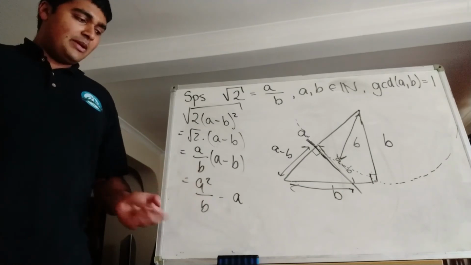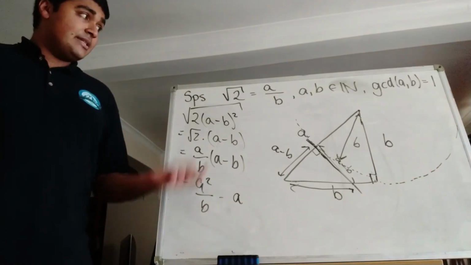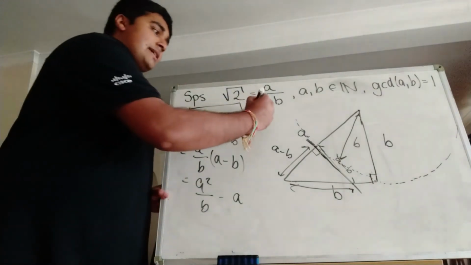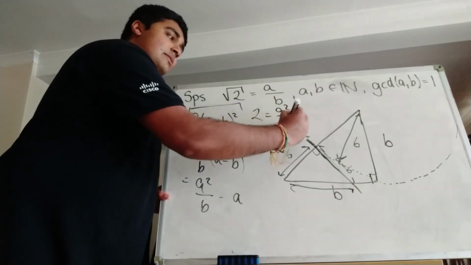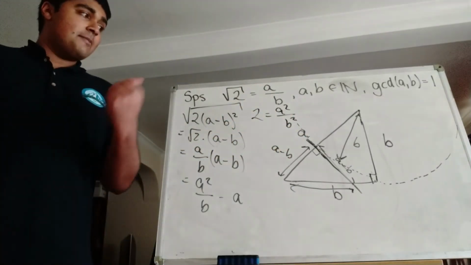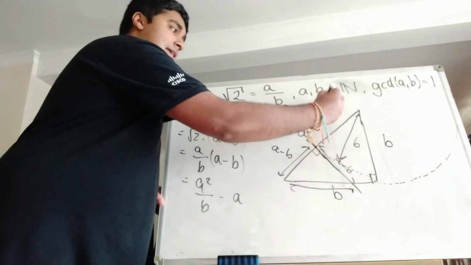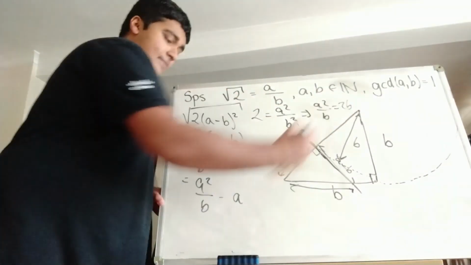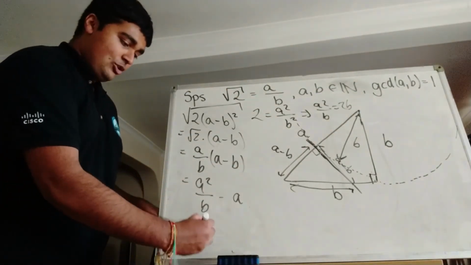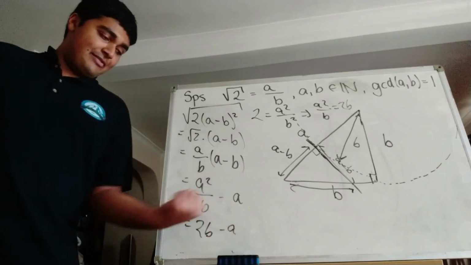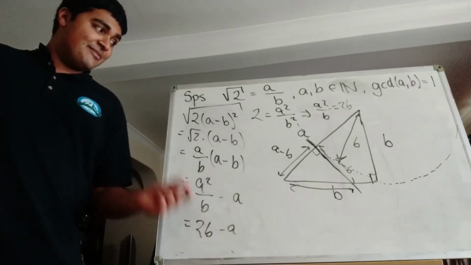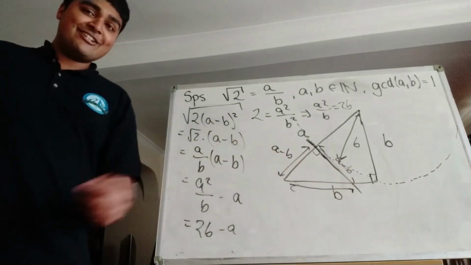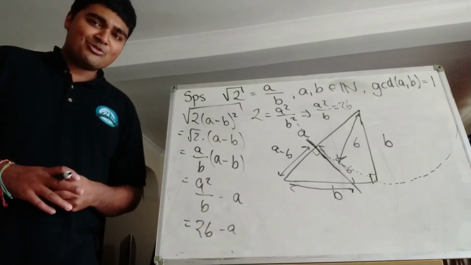So a squared over b we need to show is an integer, but notice if we just go up to this equation here, we get that 2 is equal to a squared over b squared. So just multiplying both sides by b gives us that a squared over b is just 2b. So this thing here is just 2b minus a, and everything here is an integer, so this thing is an integer, so this side length here is an integer, and we've arrived at our contradiction.